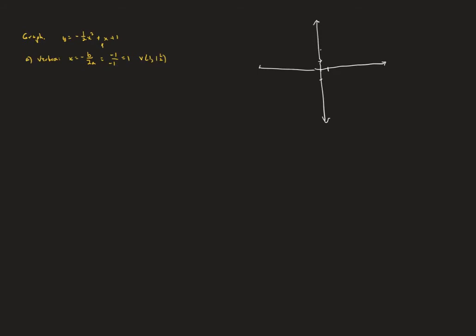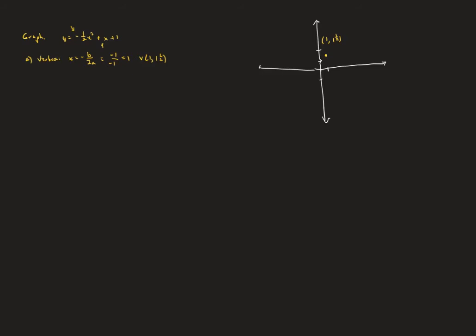So there's 1, 2, so our vertex is going to be (1, 1.5), right here. Now we know that this parabola is going to open down, and it's going to be a little bit wider because of the 1/2 being less than 1. So there's our first point.